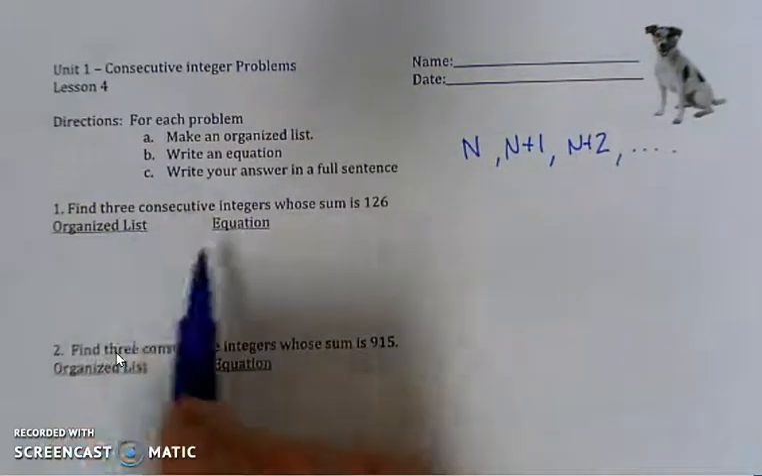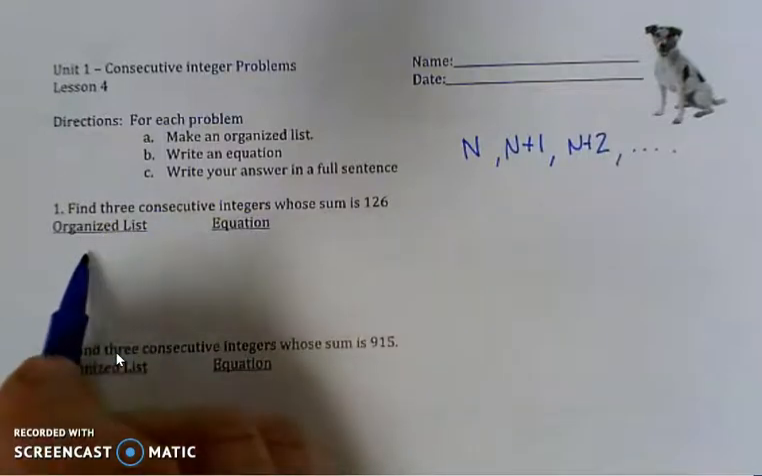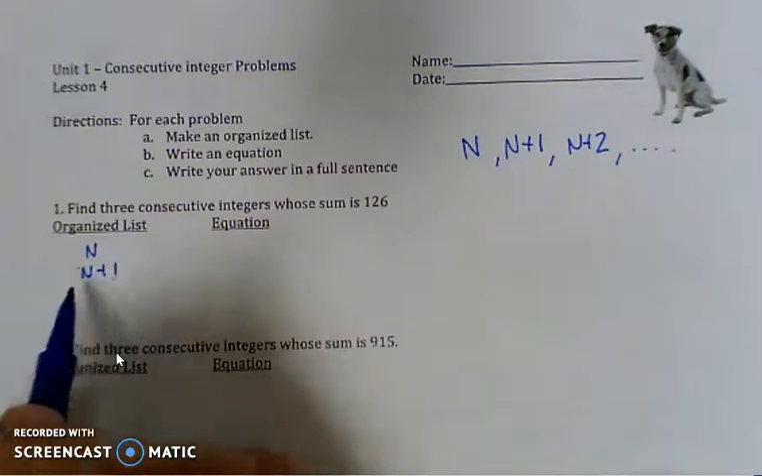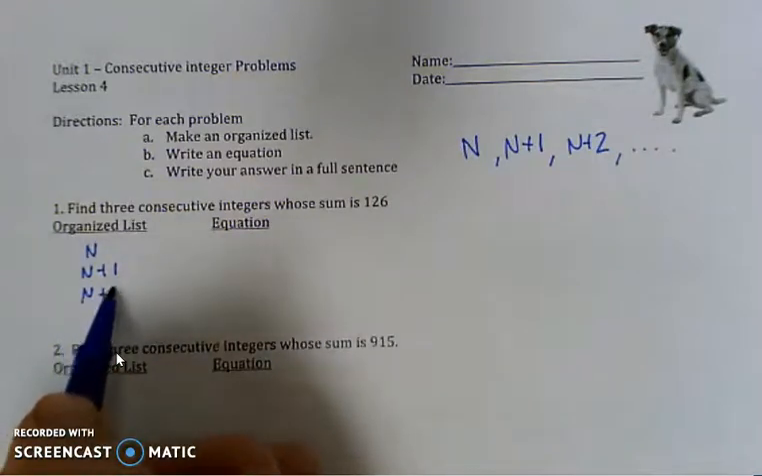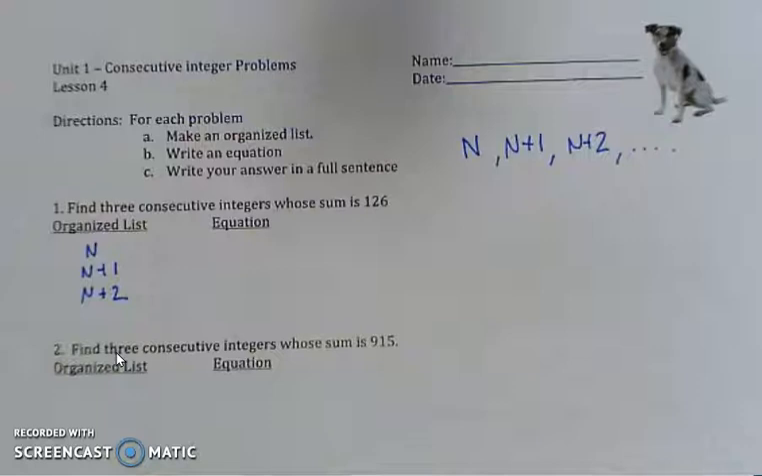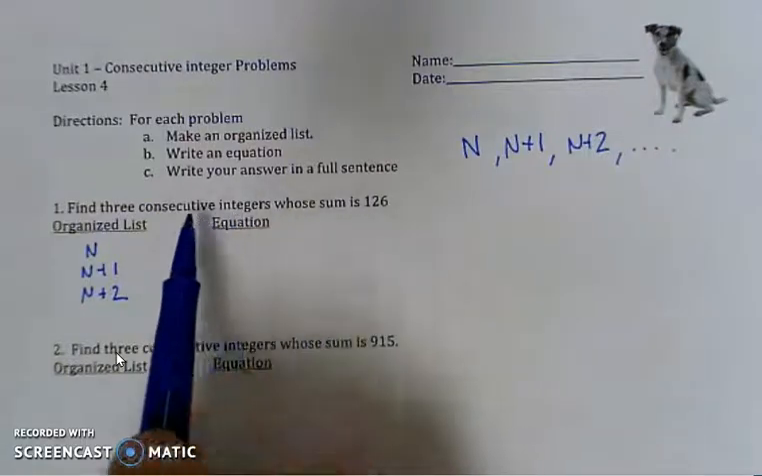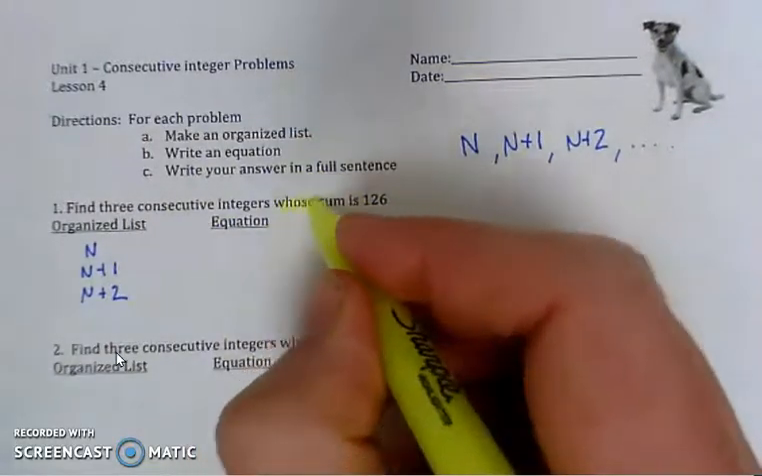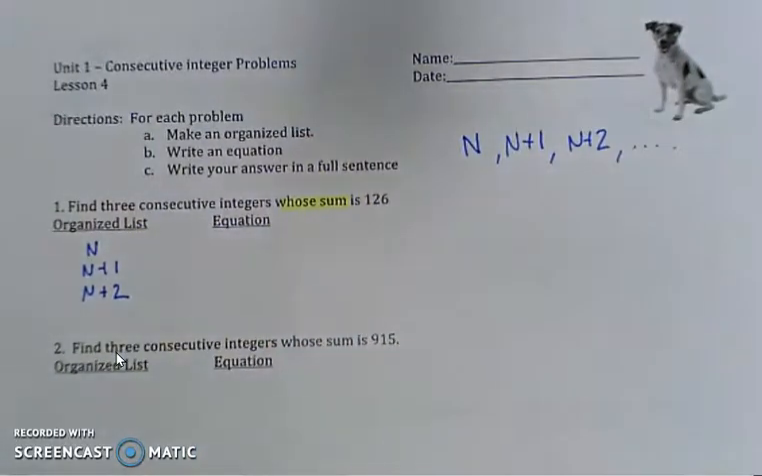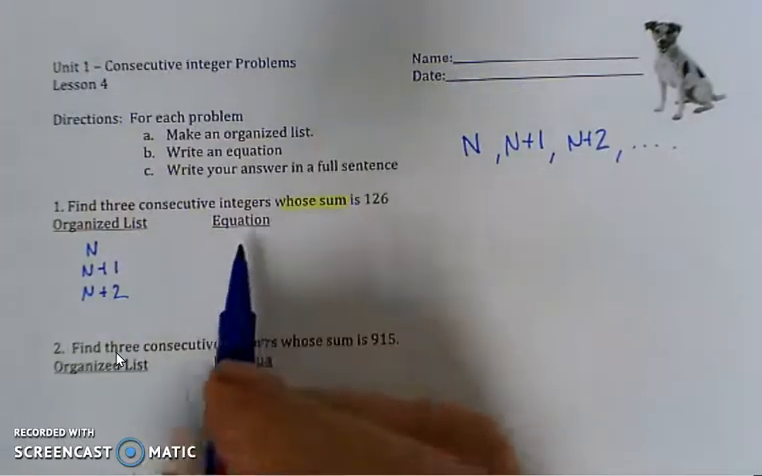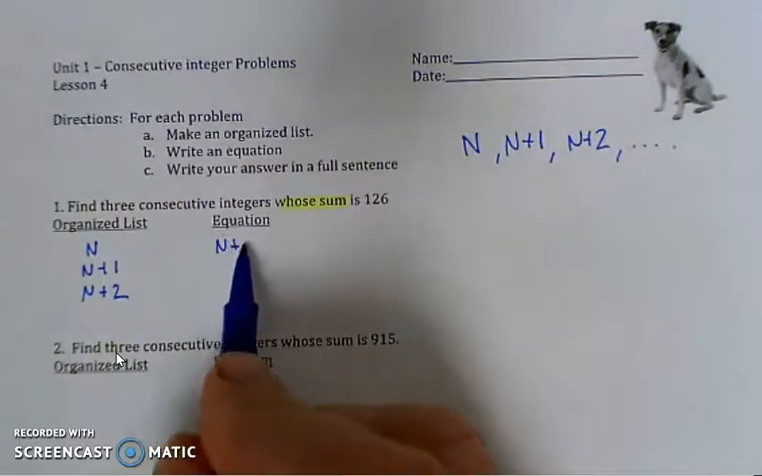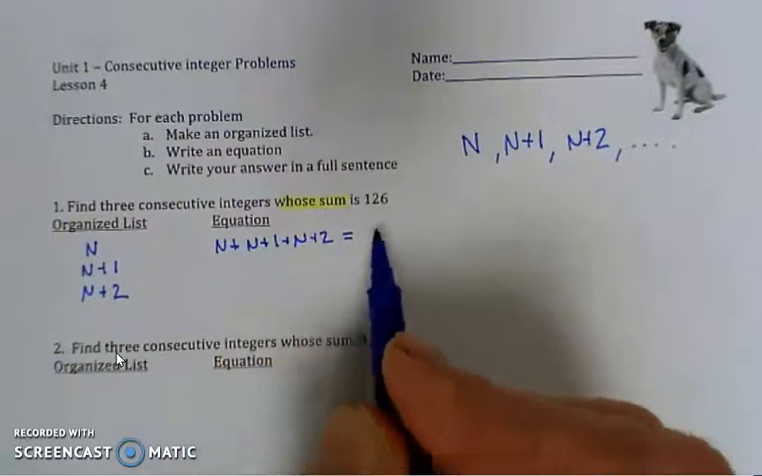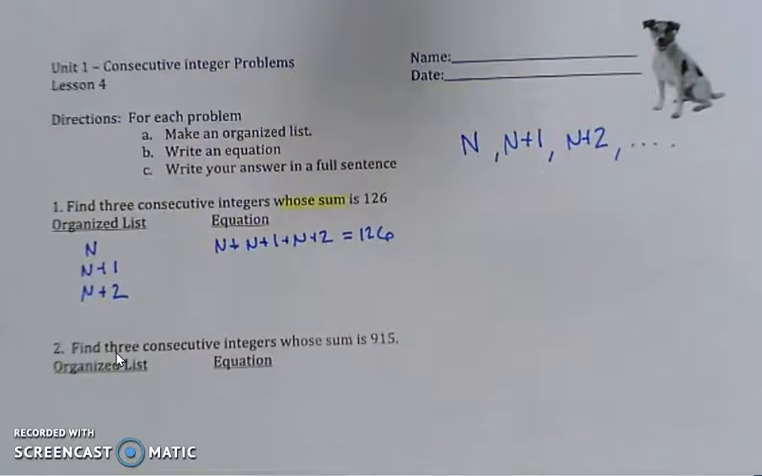Well, for an organized list, I need 3 integers. So my first integer would be n. The next one would be n plus 1. And the next one, n plus 2. So there's my 3 consecutive integers. Now, as I write this out, I want to know the equation whose sum, of course, sum means to add, right? Whose sum is 126. So as an equation, I'm just going to put those 3 integers together and make it the sum of 126.